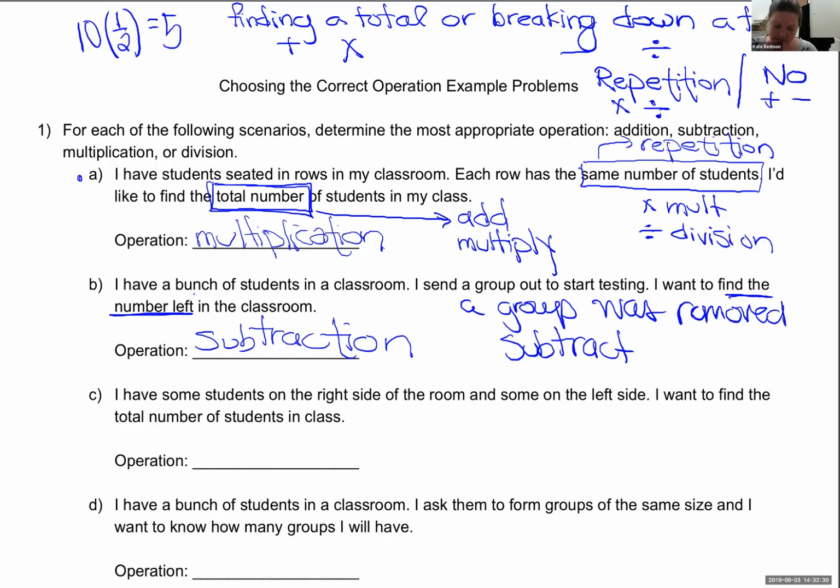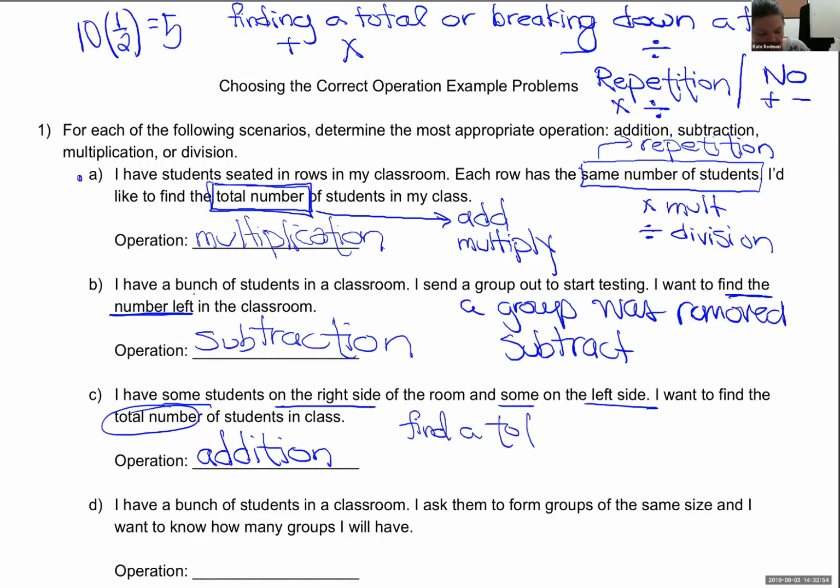Well, next one, C, says, I have some students on the right side of the room and some on the left side. I want to find the total number of students in class. Addition. Addition, absolutely. What about this problem? What wording told you addition? You're telling me that there are some students on the right and then there are some on the left, and you're telling me you want the total number of them, so addition. Exactly. I'm finding a total and I have no idea what size the groups are.